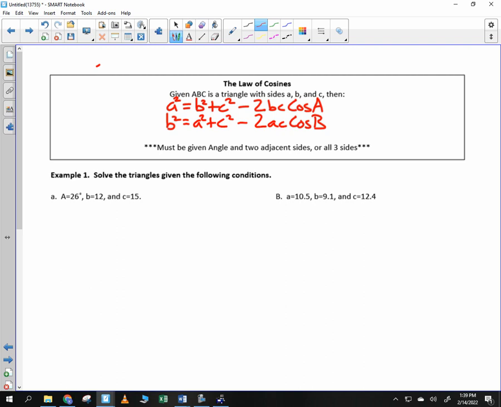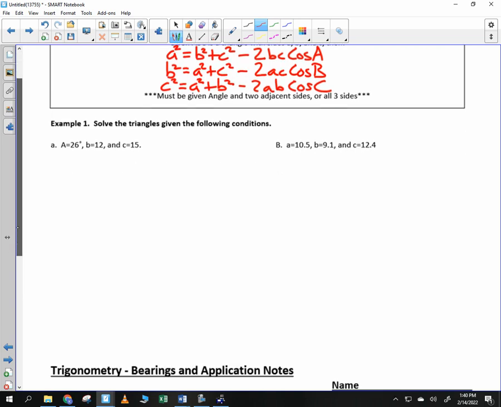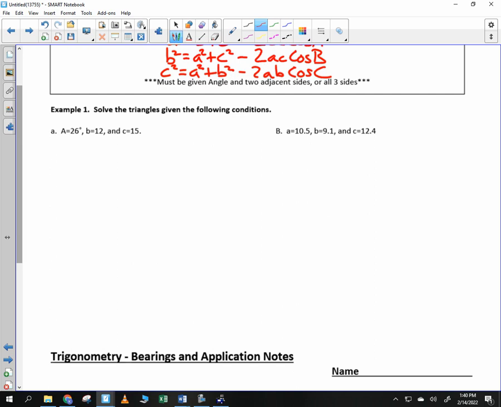So who could tell me what the final formula would be? C squared equals... Oh, doesn't that look nice? Minus 2AB cosine of C. Good. Law of cosines. A lot better than what it looks like. So let's try one problem here, and then we'll do a problem in your assignment, and you'll be good to go.